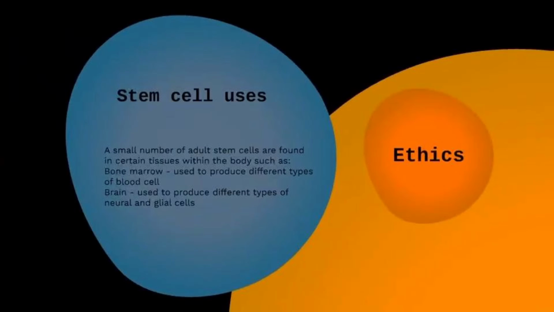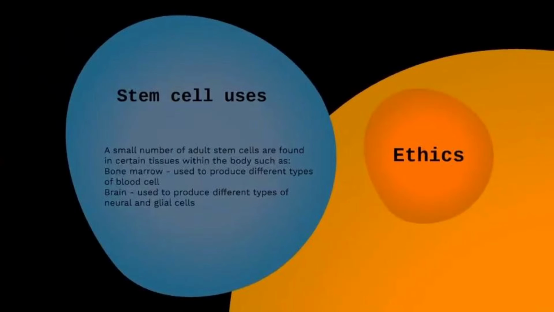So we have bone marrow stem cells, which are used to produce different types of blood cells, like neutrophils or macrophages. And then we also have brain stem cells, and they're used to produce different kinds of neural and glial cells within the brain. These stem cells act as a reserve, so if there is damage, they can come forward and produce more cells to repair that damage.